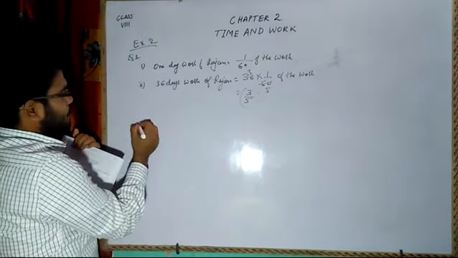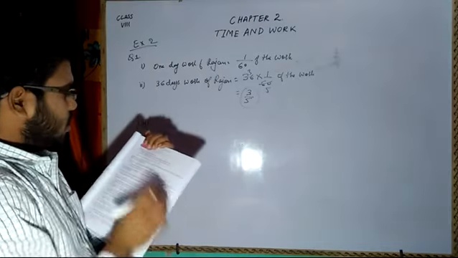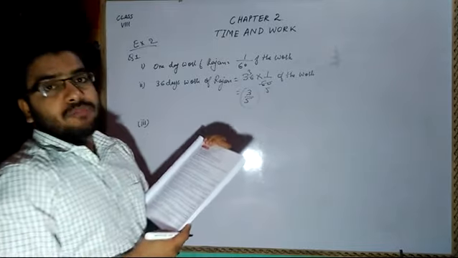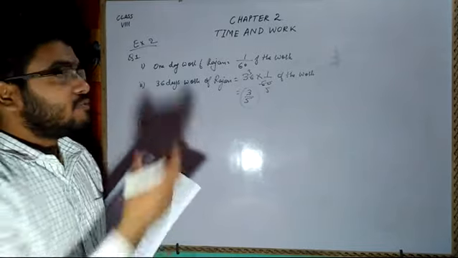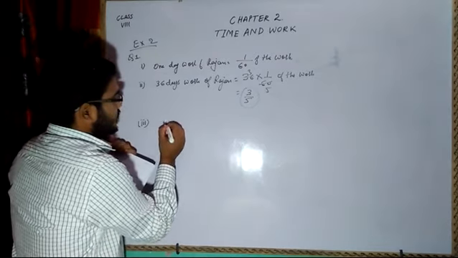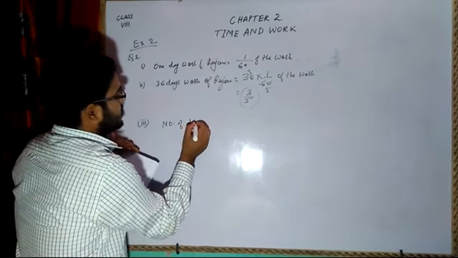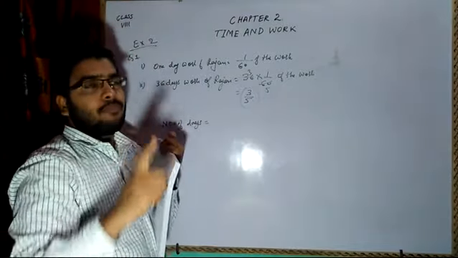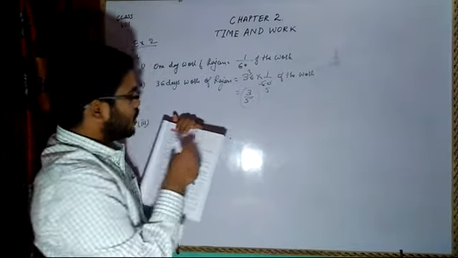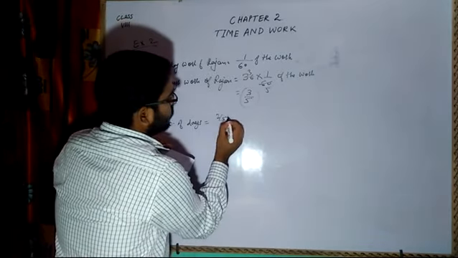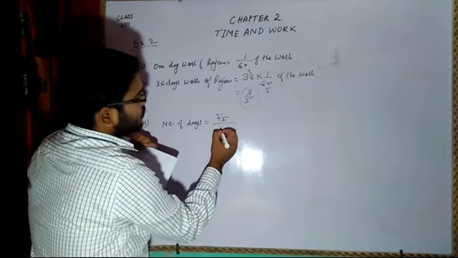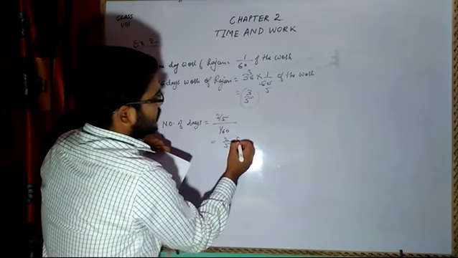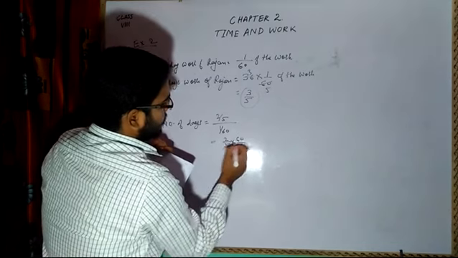Now the third one, they are saying in how many days will he do 2 by 5 of the job? How many days? Number of days. That formula I have given you right now. Number of days is equal to part of the work that he has to do. There the work was 1. Here the work is 2 by 5. So I will write 2 by 5, and in how many days? 1 by 60 he was able to finish. So 2 by 5 multiplied with 60 by 1.